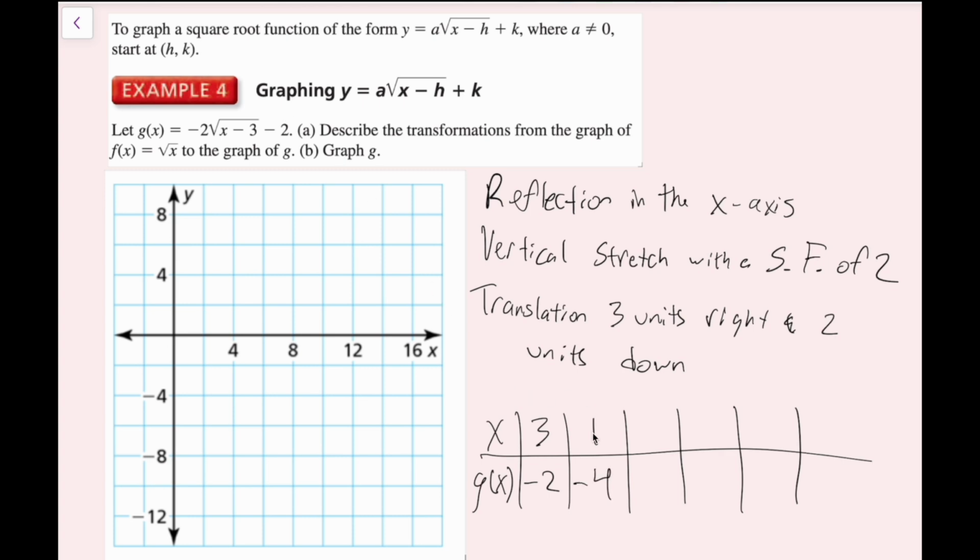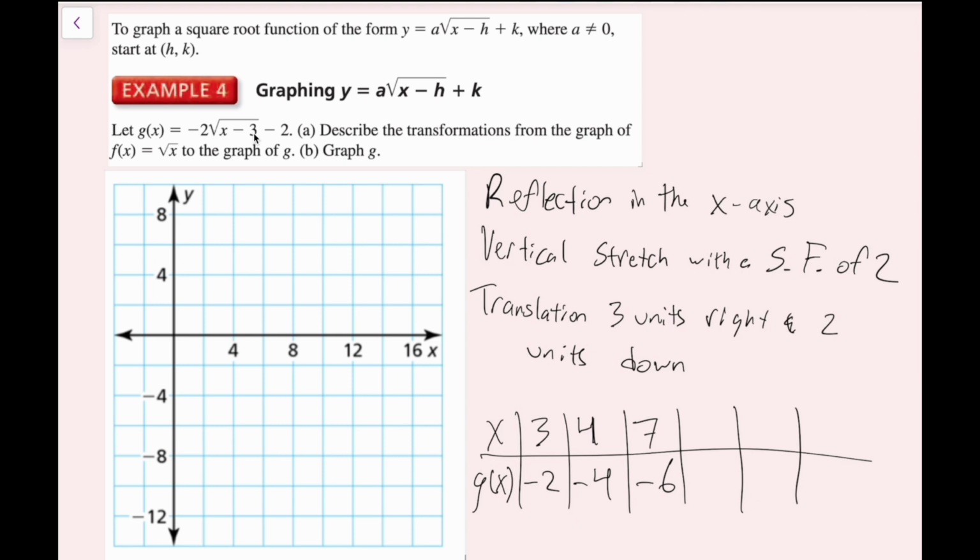And I notice I just wrote 1 here by accident. That should be a 4. Anyway, the next perfect square is 4. Well, to get from 4, I need to do 7 minus 3. So this x value is going to be 7. So I'll make this 7. And then 7 minus 3 is 4. Square root of 4 is 2. 2 times -2 is -4. -4 minus 2 is -6.